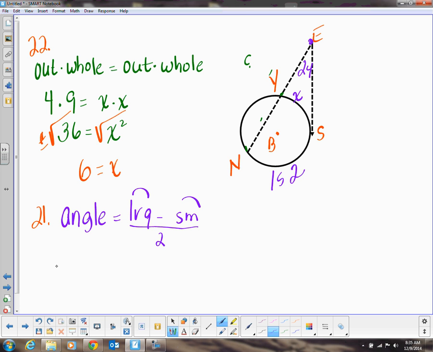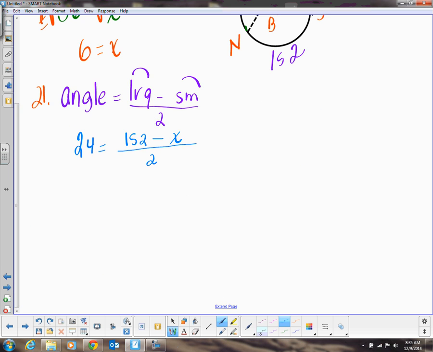Divided by 2. Now this is the whole formula. To work backwards, you need the whole formula. Where does 24 go in this formula? For the angle. If you are only writing this part, you're going to have issues. What is 152? It's the large arc. What are we going to do for the small arc? We're going to let that be x. How do I undo division? So I'm going to multiply both sides by 2. So this is 48 equals 152 minus x.